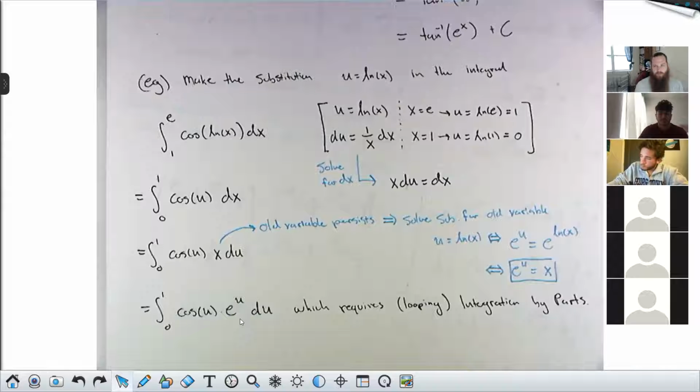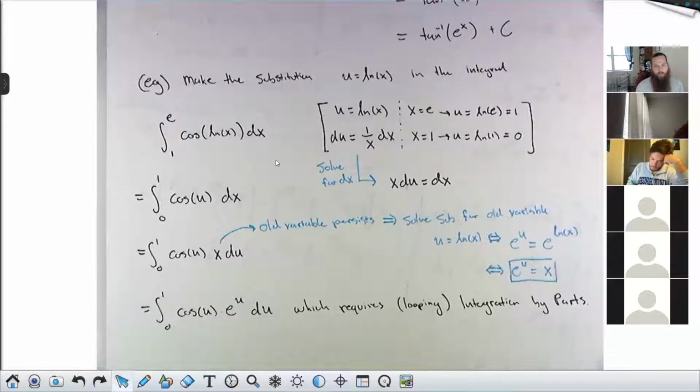Turns out this is a special kind of integrand. It's called a damped harmonic oscillator. And those require looping integration by parts. We'll talk about all that when we get to chapter 7. So this is our final answer for this problem. We have now successfully made that substitution because every single piece is just in terms of the new variable. I've changed my bounds. We are good.